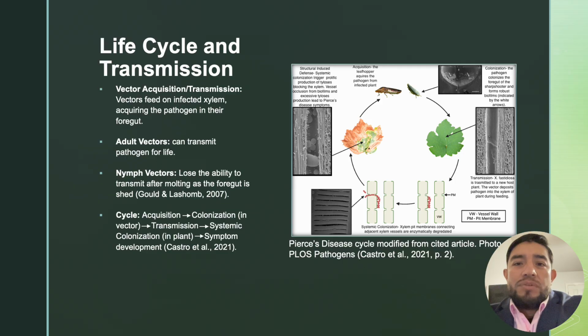Once inside the new host, we see systemic colonization. The bacteria use enzymes to degrade the pit membranes between xylem vessels, allowing them to move throughout the plant and cause systemic blockage. A fascinating biological nuance here is the vector's age. If a young nymph acquires the bacteria, it loses the infection when it molts because the foregut lining is shed. However, once an adult insect acquires the pathogen, it carries it for the rest of its life, making adult populations the most dangerous vectors.